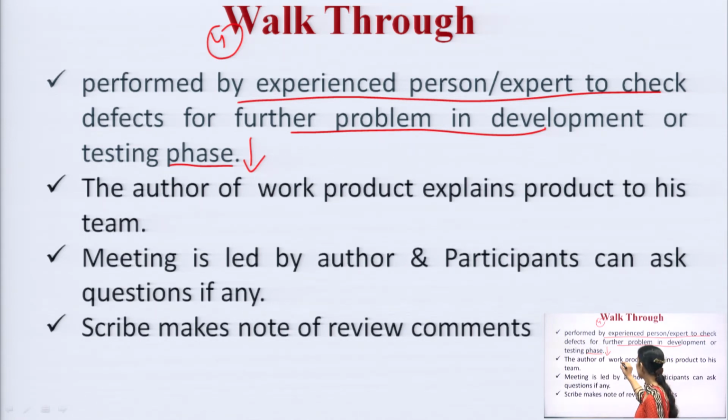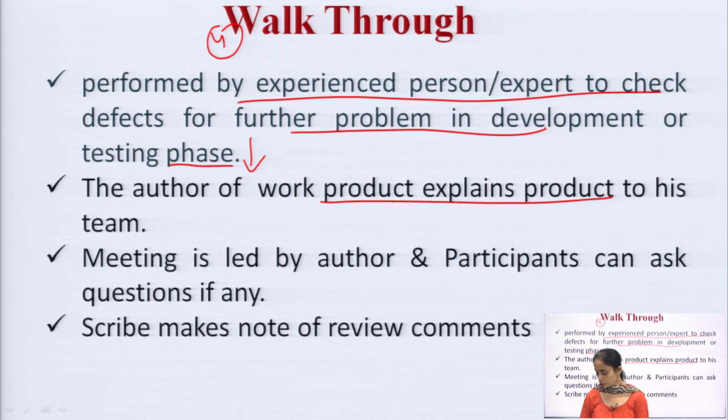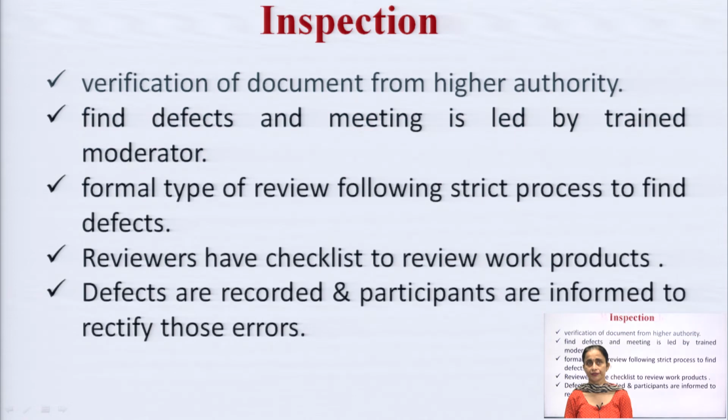The author of the work product explains the product to his team. The meeting is led by the author and participants can ask as many questions as they want, and the task of the scribe is to make note of the review comments. So, in this manner the walkthrough process goes on and the bugs are being identified.